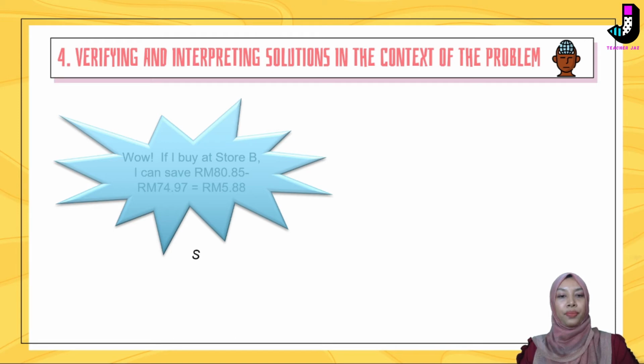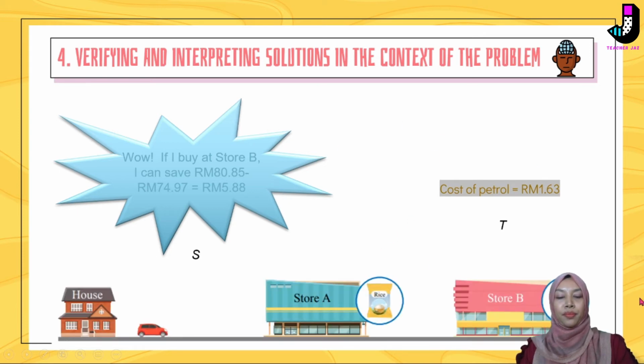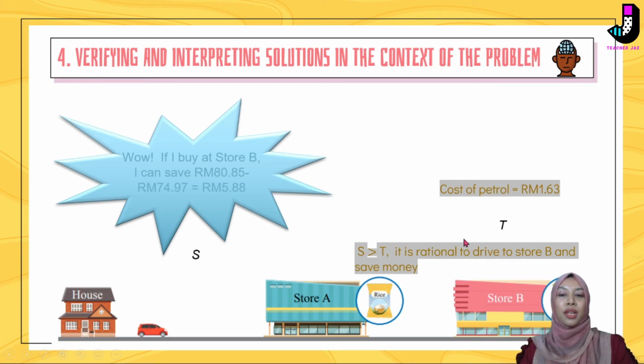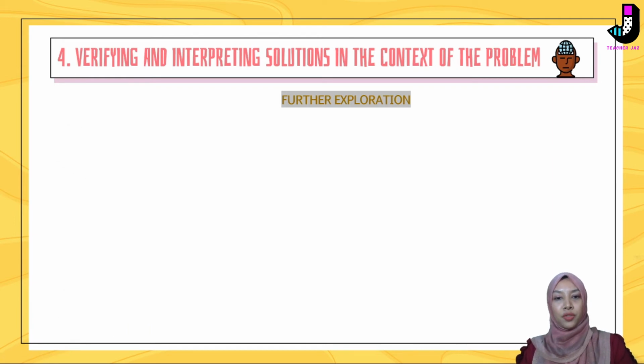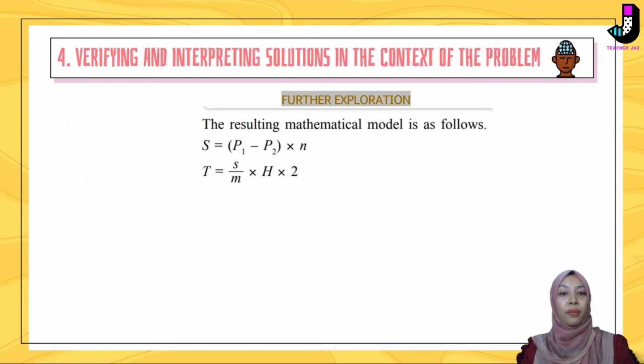So here, this is S. Okay, saya tekan lagi lah ni. This is S. This is T. Okay? So S is more than T. So mean it is rational to drive to store B and save money. Okay, so this is for the further exploration.